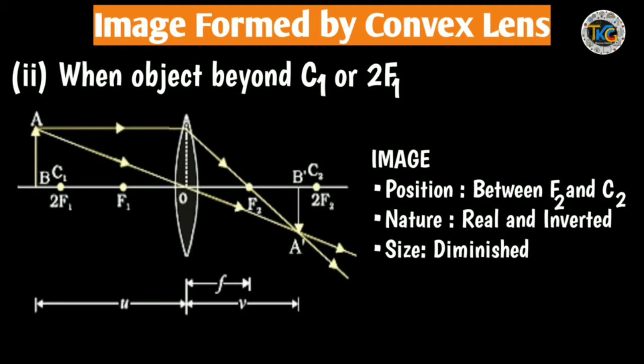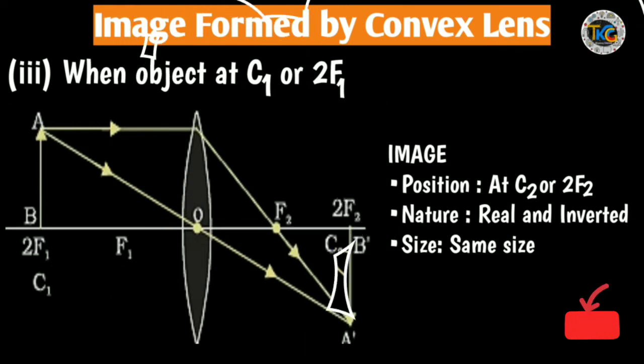And what is the nature? Real rays meet, so it is real, inverted, and the size is diminished, that is a dash b dash is smaller than AB. So this is case number 2. Now case 3, that is when the object is placed at 2f1 or at c1.